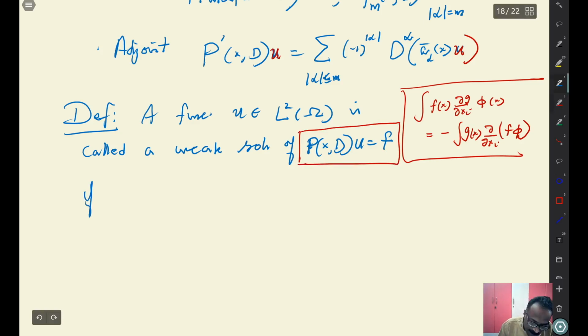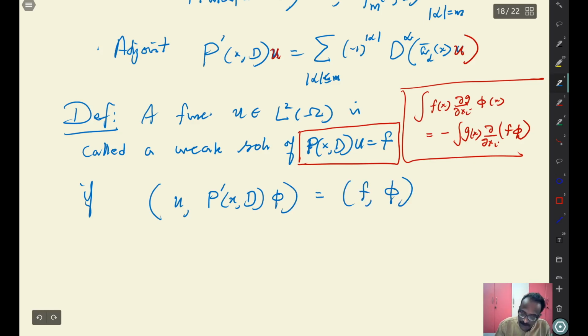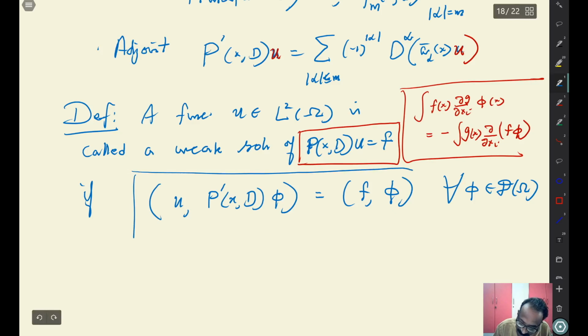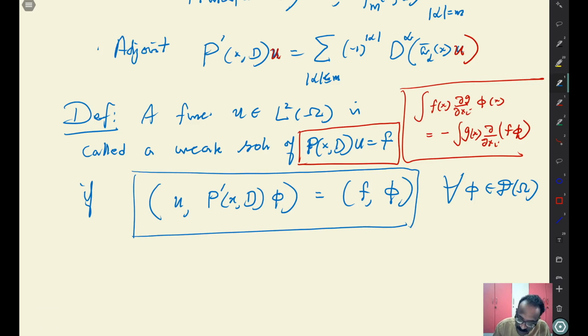If u is basically P prime of xt, P prime of xt of phi equals f phi. So there's no, only the solution in the sense of L2 you are defining. This is true for all phi in D omega. So basically you are understanding it as a distribution solution. So for all this, the solution is defined in the sense of distribution. That's how you define it. You can interpret this in the sense of distribution.